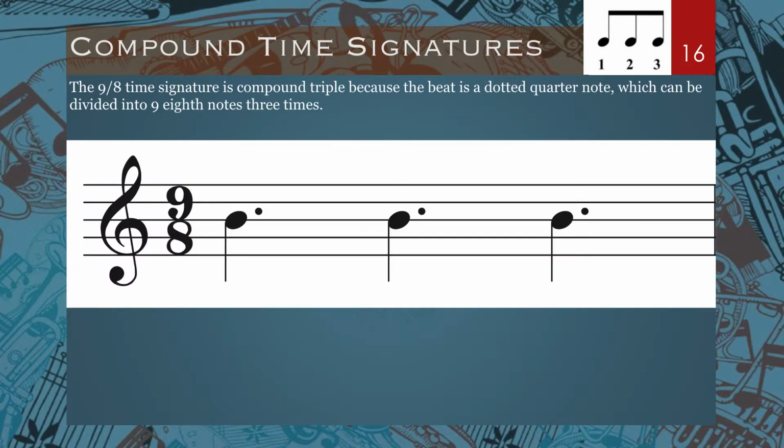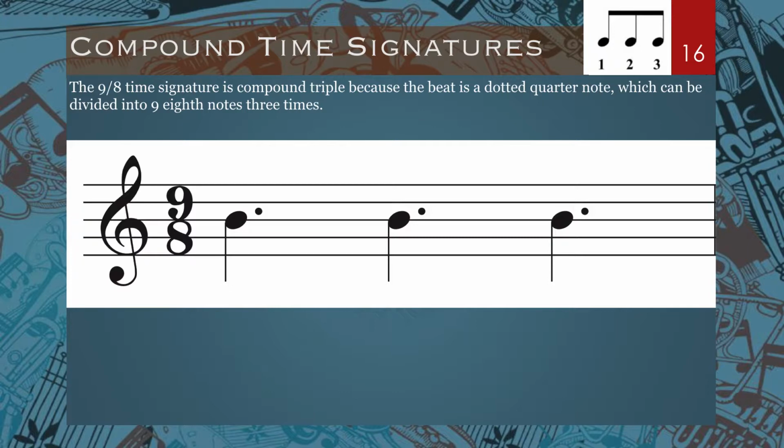Here's an example of that. In 9/8, you've got 3 dotted quarter notes per measure. So those dotted quarter notes can be divided into 3 eighth notes. So it's compound because it's not necessarily divided the way the time signature may suggest. So instead of the eighth note being the beat in a compound time signature with an 8 as the bottom, it's actually the dotted quarter note that is the beat. And we count this in 3 instead of 9.